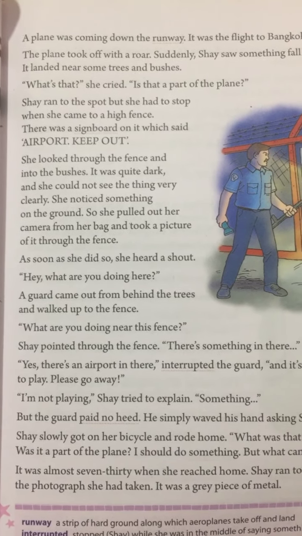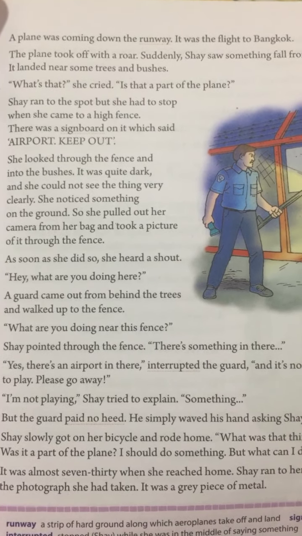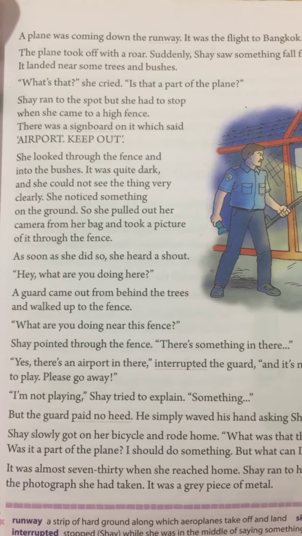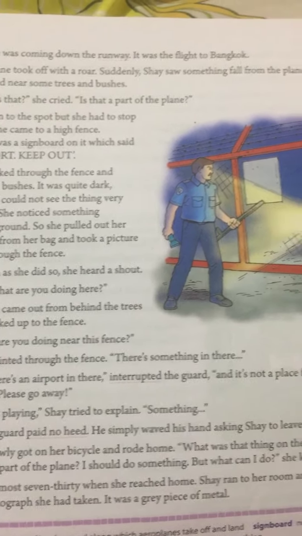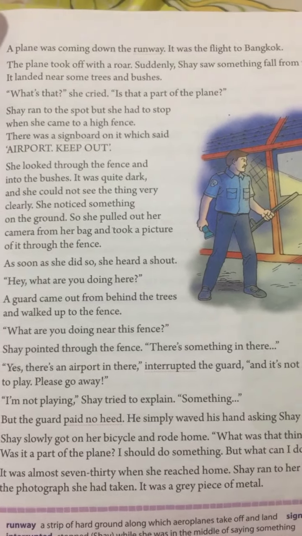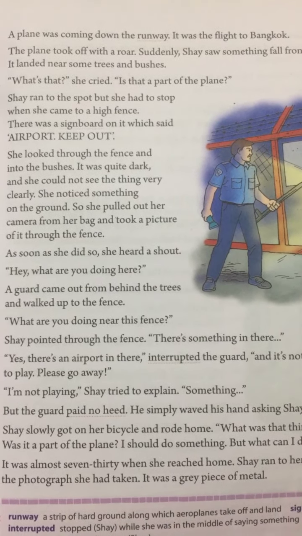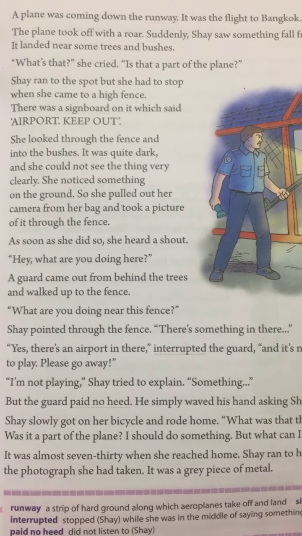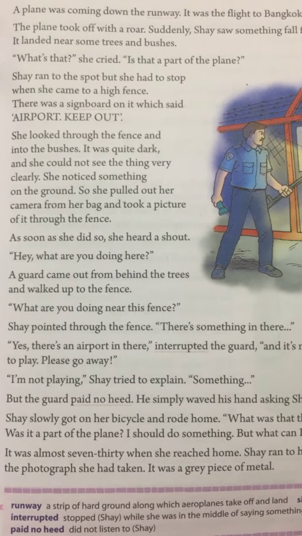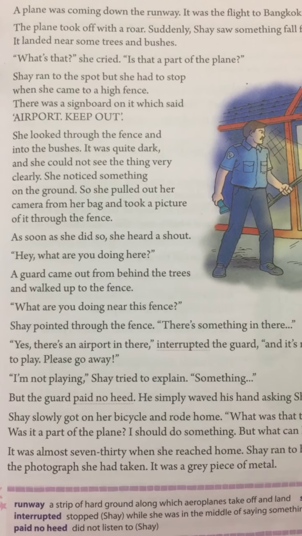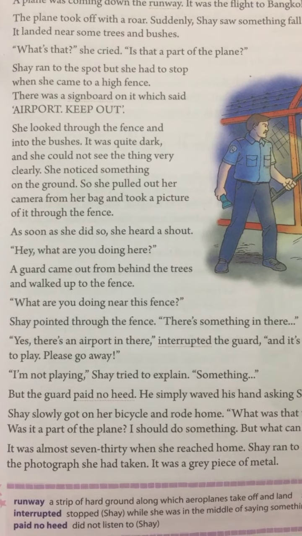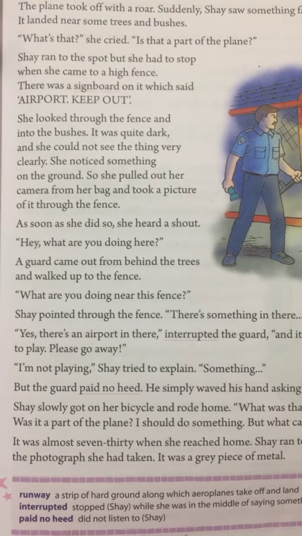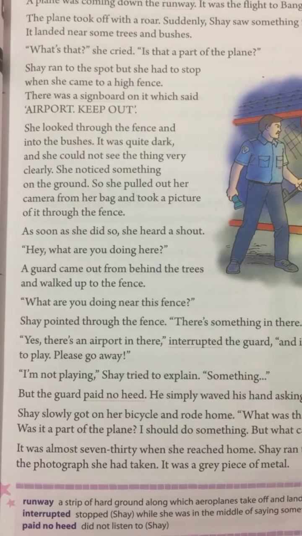A plane was coming down the runway. It was the plane to Bangkok. The plane took off with a roar. Suddenly, Shai saw something fall from the plane. It landed near some trees and bushes. "What is that?" she cried. "Is that a part of the plane?" Shai ran to the spot, but she had to stop when she came to a high fence. There was a signboard on it which said, "Airport, keep out."